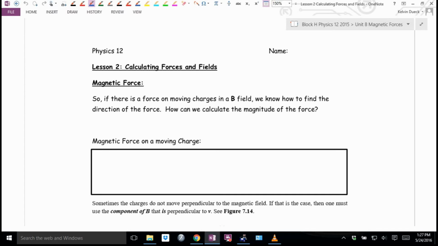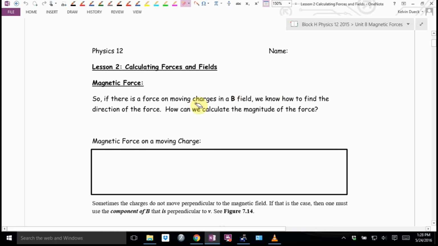So we've looked at all the directions, the right-hand rules. We're going to be using those right-hand rules to get the directions for all of the forces, because force is a vector. But now we're going to start to calculate the magnitude. We're going to start off by looking at the force on a single moving charge, a proton, an electron, or some charged object. So if there is a force on moving charges, remember our symbol for a magnetic field was a capital B, because M is taken by mass.